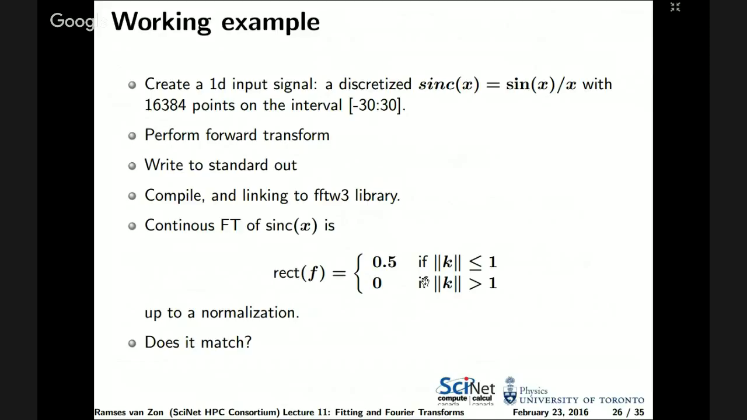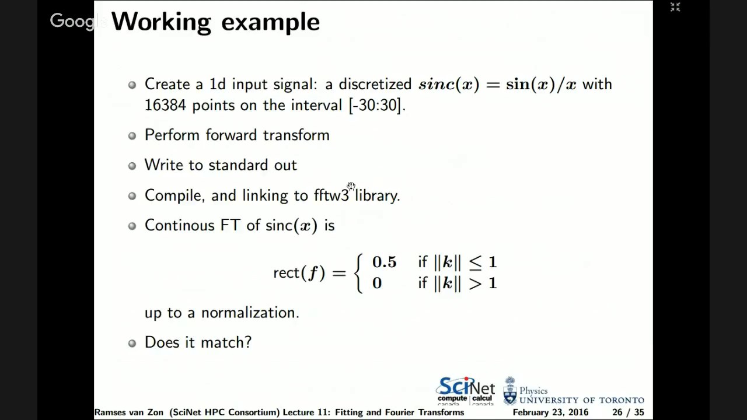So I'm going to use a sinc function, so that's sine x over x. And I'm going to take 16,384 points, which is a power of 2, on an interval of minus 30 to 30. So I'll show you how it looks, but basically, if you know the sinc function, it goes like that, up, down. This is large enough to get most of the tail.